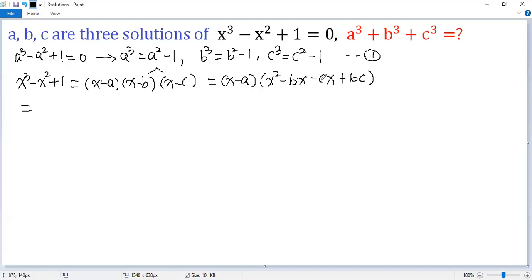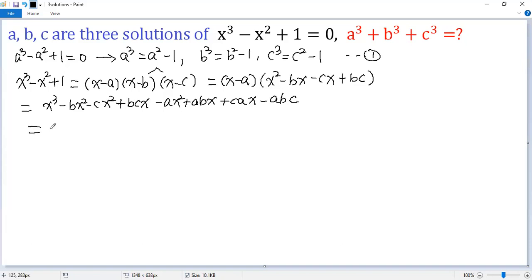x times each term of the second factor, so we get x cubed minus bx squared minus cx squared plus bcx, and then negative a times each term of the second factor. So we get minus ax squared plus abx plus cax minus abc.